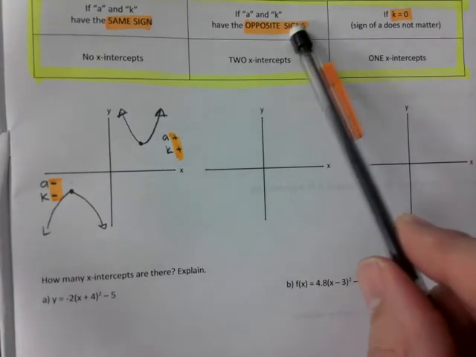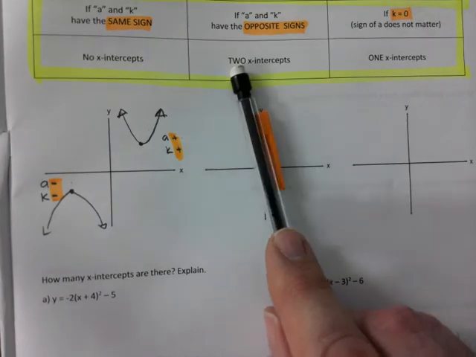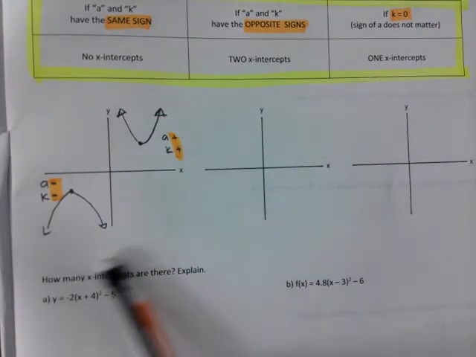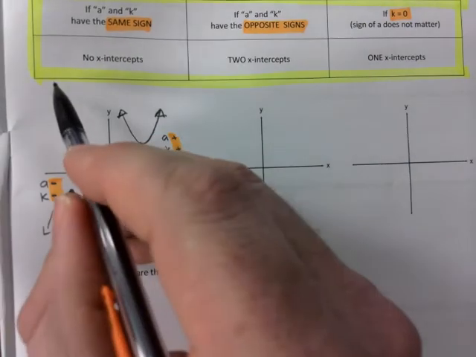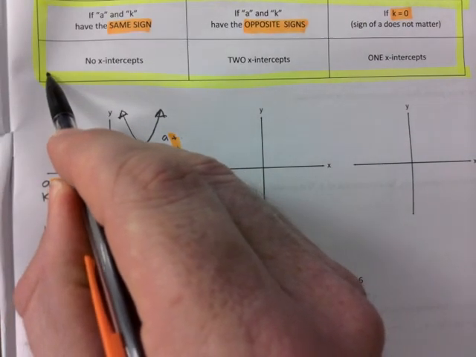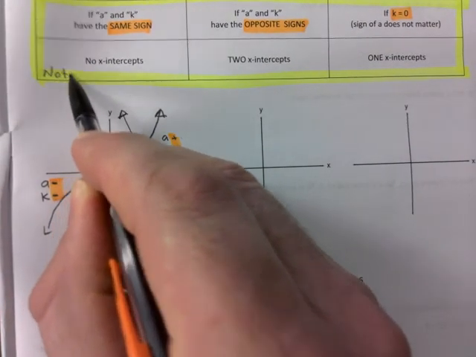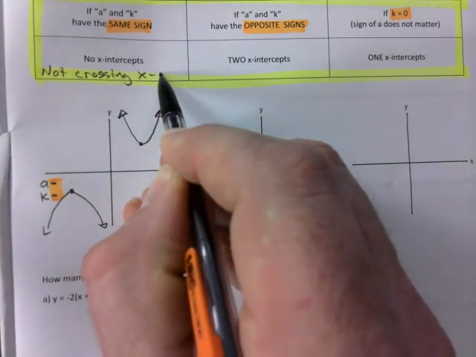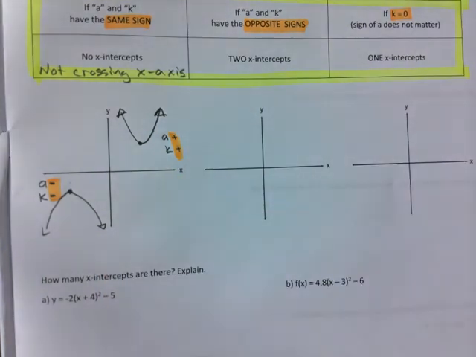If they have opposite signs, that's when you're going to have two x-intercepts. So no x-intercepts coincides with this: the parabola never crosses the x-axis. That's basically what is being talked about here, right?